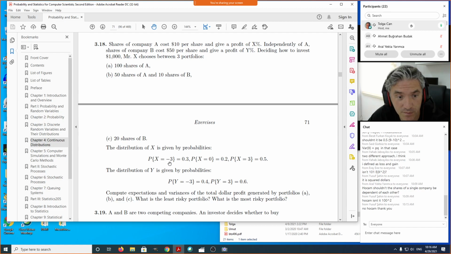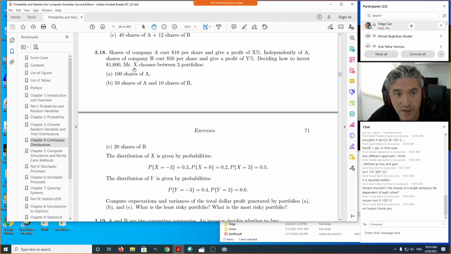So this X here, actually it was bad to choose X also as the name of this person. So this X here, the distribution of X is our profit actually. Okay, so it's saying that you may lose 3% with probability 0.3. You may stay the same, no loss or no gain, with 0.2 probability, and 3% increase with 0.5 probability. Okay, so these are our gain and loss probabilities.